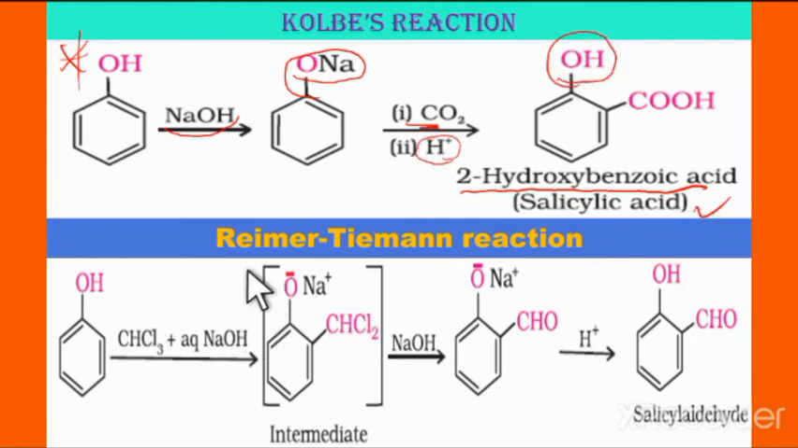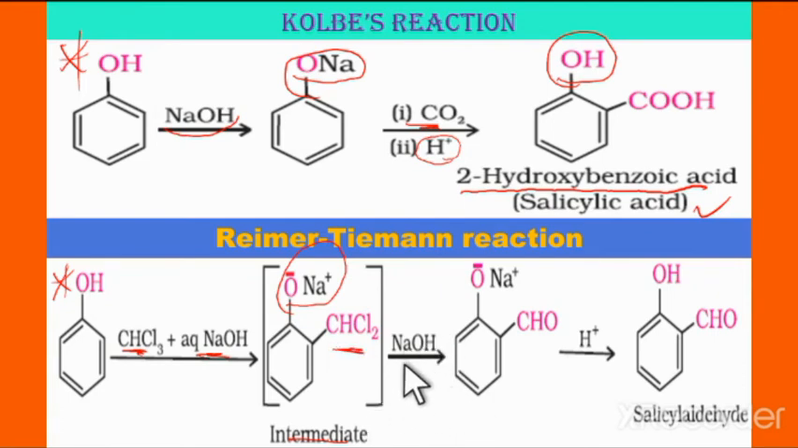Next named reaction, that is the Reimer-Tiemann reaction. The phenol is treated with chloroform, CHCl3, in the presence of aqueous sodium hydroxide. In that case an intermediate is initially obtained, where the OH group is converted to ONa, and at the other position CHCl2 is obtained.